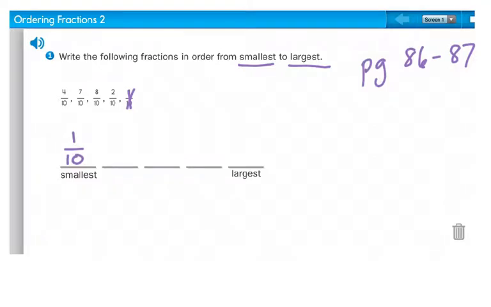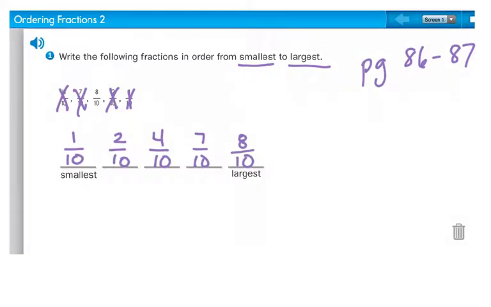What would be the next smallest fraction? 2 out of 10 or 2/10. Cross that one off. Next, 4/10, which is still less than half, because half of 10 is 5. 5/10 would be half. Next would be 7/10, followed by 8/10.